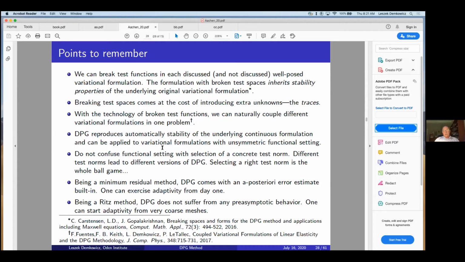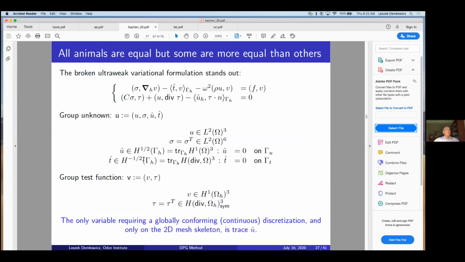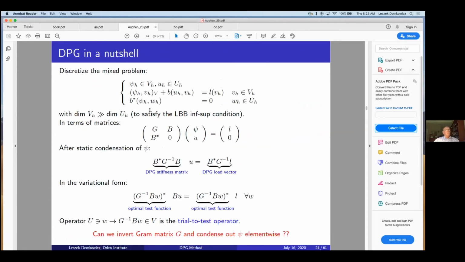Okay, here I am stretching things a little bit because I didn't talk about tensor operators. There are conditions that have to be met to substantiate this claim. Do not confuse functional setting with the selection of a concrete test norm. Even with the same functional setting, you can come up with different test norms. Mathematicians most of the time are happy just with a norm. But since then the choice of the norm enters the formulation, right? You choose a different test norm, you have a different Gram matrix, you have a different preconditioning, so to say.